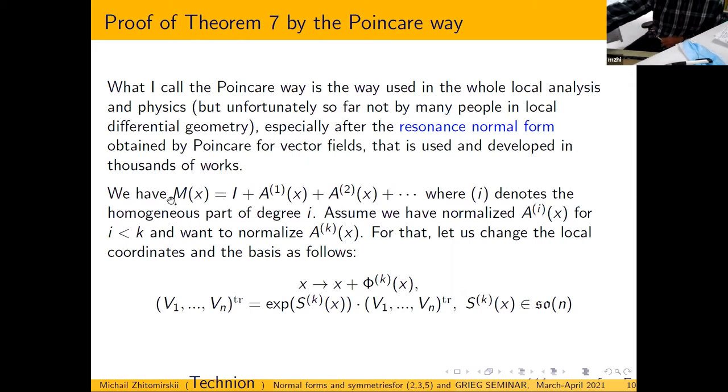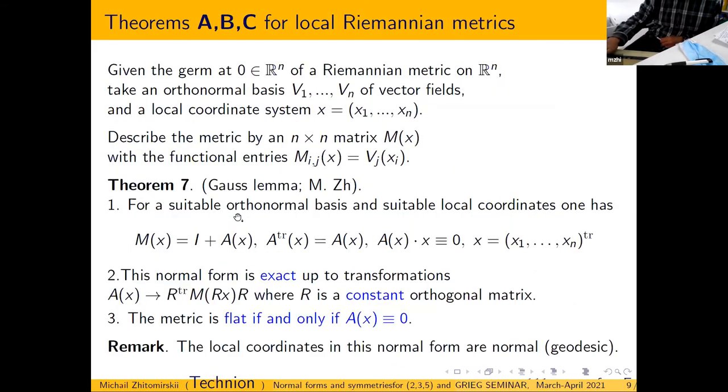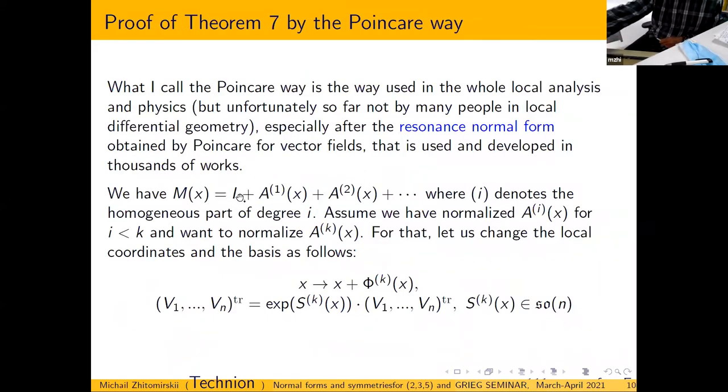So I can express this matrix M of X, which describes the Riemannian metric. Of course, I can write it in such a way: identity matrix plus a matrix with homogeneous entries of degree one plus a matrix with homogeneous entries of degree two and so on. Now, I don't want to pronounce high words about linearization of the action at the origin. Let's say it in simple words. Assume that we have normalized the homogeneous parts of the matrix M of degree less than K, and now we want to normalize the homogeneous part of degree K. So what do we do for that?